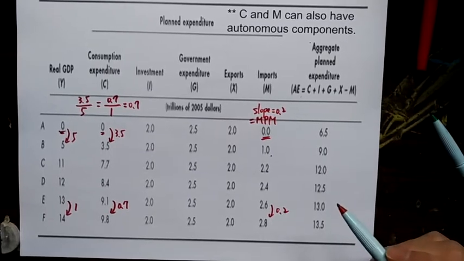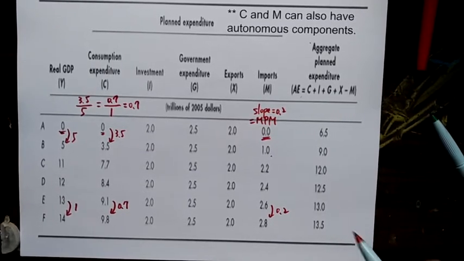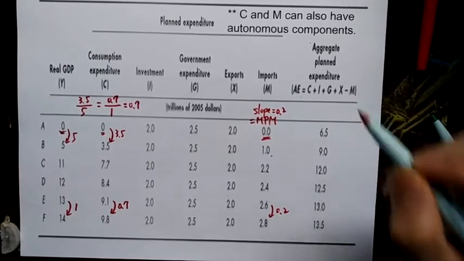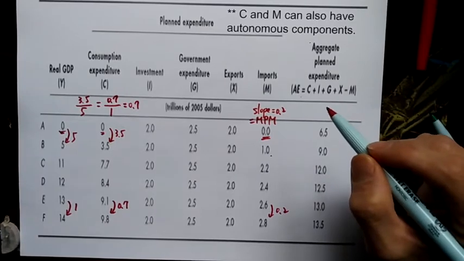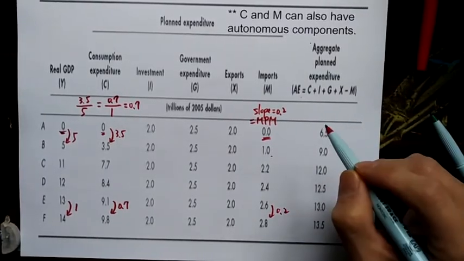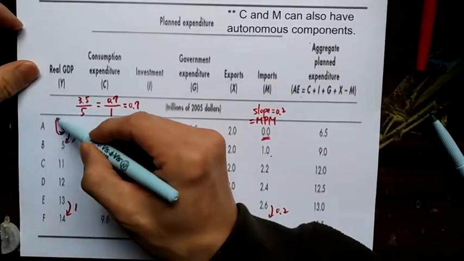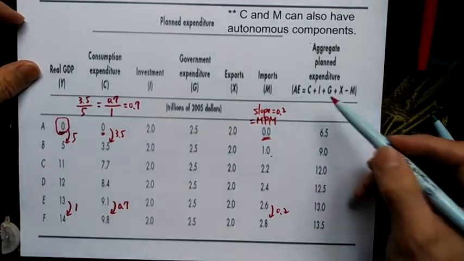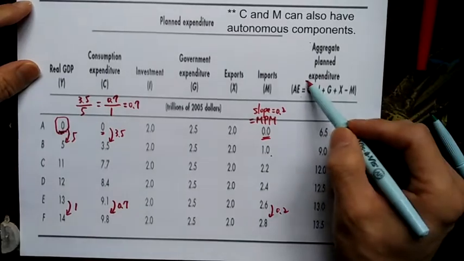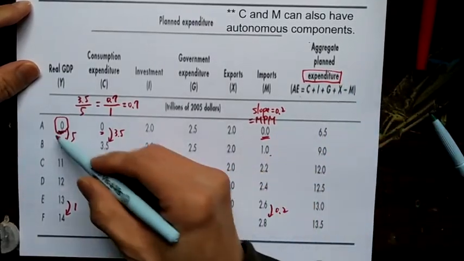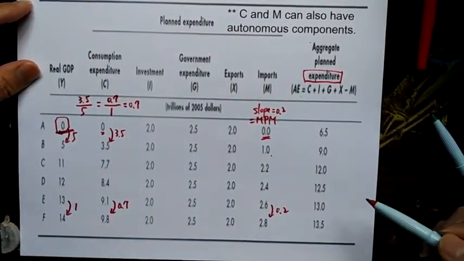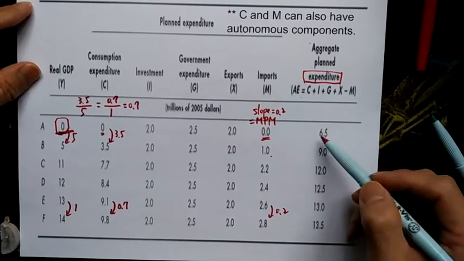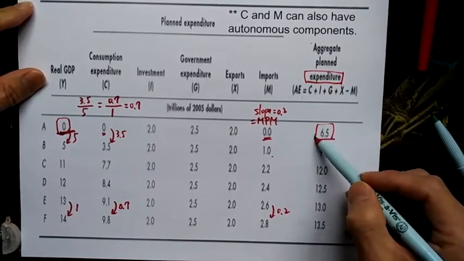What is the autonomous expenditure? Again, what is the definition of autonomous? The definition of autonomous is when income is equal to 0. So autonomous expenditure is the planned expenditure when you don't have any income. That is, your autonomous expenditure is 6.5.